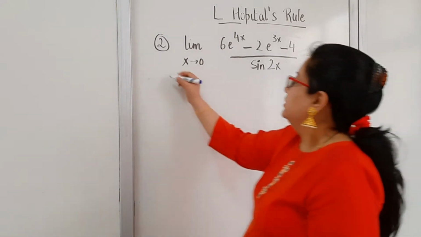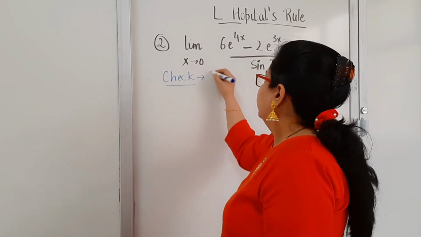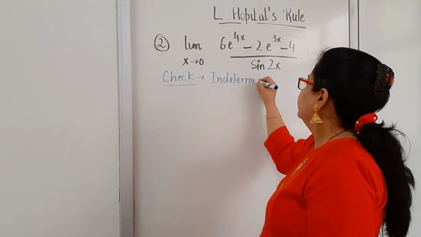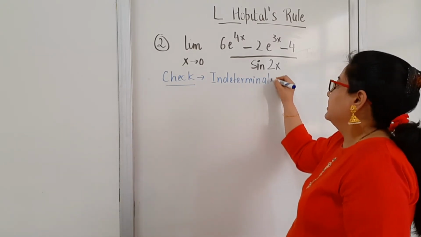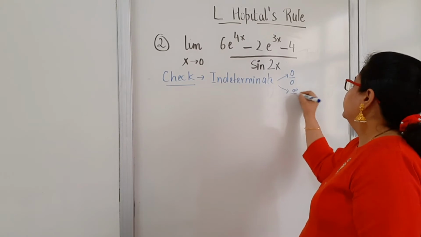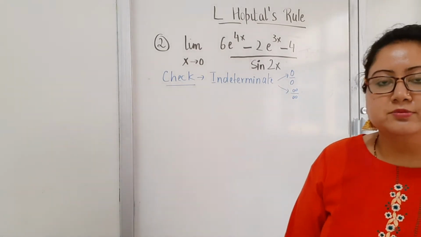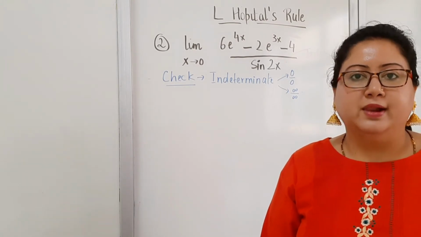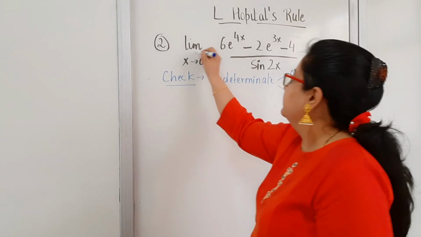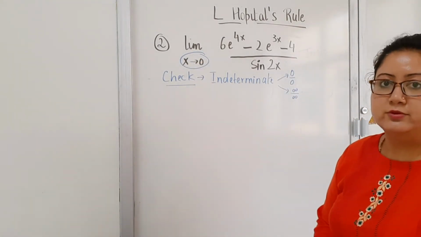In step 1 of the question, first we will check for the indeterminate form. Whether this is going to be an indeterminate form, it can be 0 by 0 or it can be infinity over infinity. So if it comes out to be an indeterminate form, we will be ready to apply L'Hopital's rule. So let's check, and for checking I am going to look at the limit as x approaches 0.